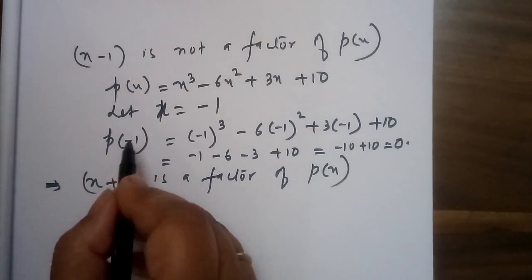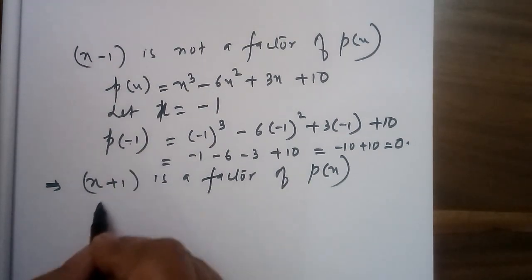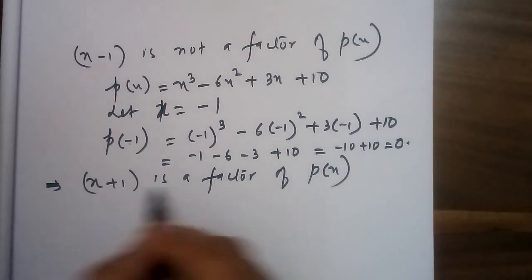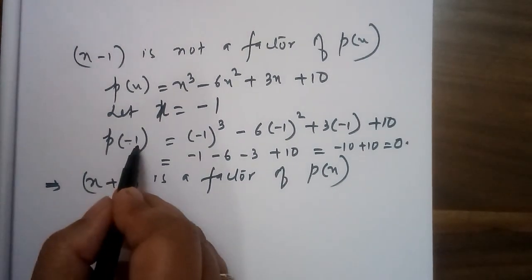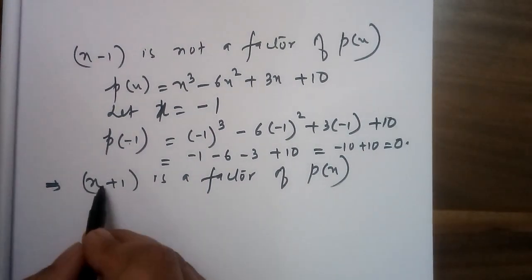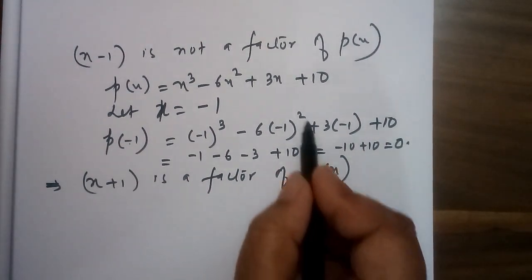If you have a plus here, it will become a minus here. You always take the opposite sign when you write the factor. Because p of minus 1 was giving you a 0, so x plus 1 becomes a factor of p(x).